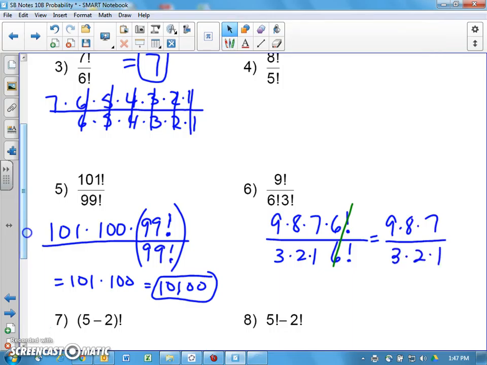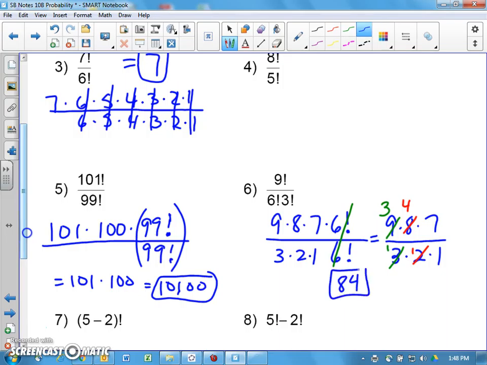I can still do a little more canceling to make my life a little bit easier. 3 goes into 9 3 times. I can look at the 2. 2 goes into 8 4 times. And if I just multiply by 1, it doesn't do anything. So on the top, I now have 3 times 4 times 7, which is 12 times 7, or 84. 84 divided by 1 would just be 84.